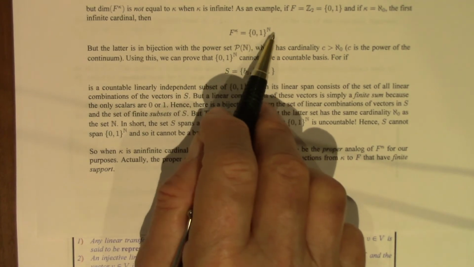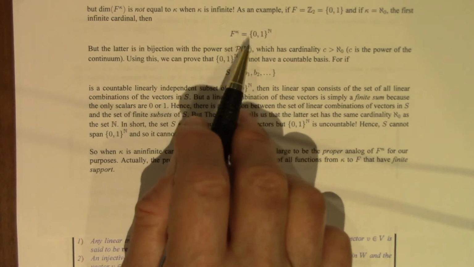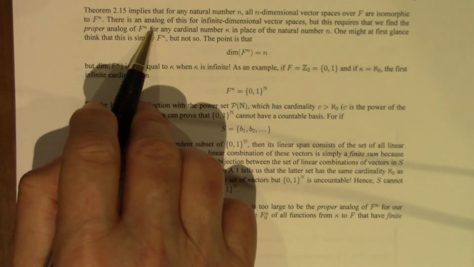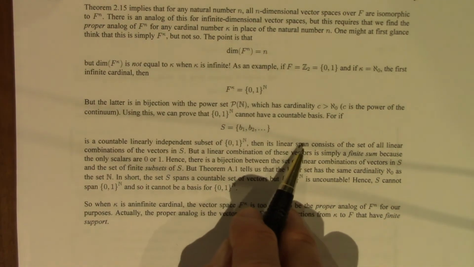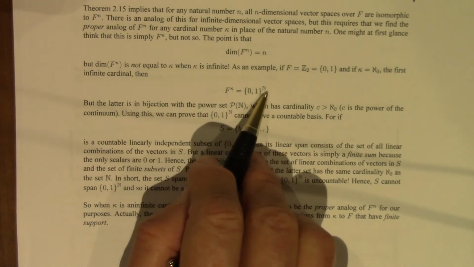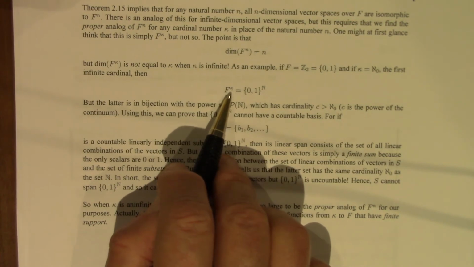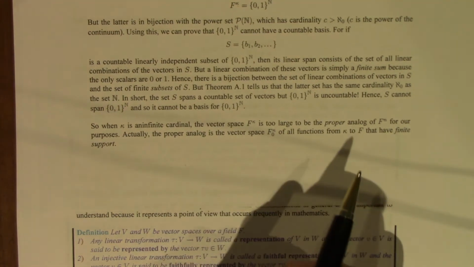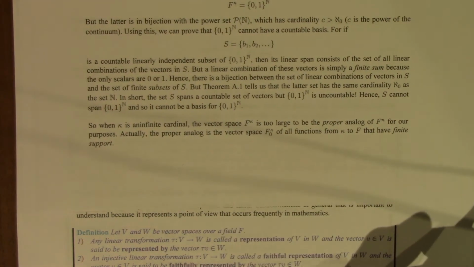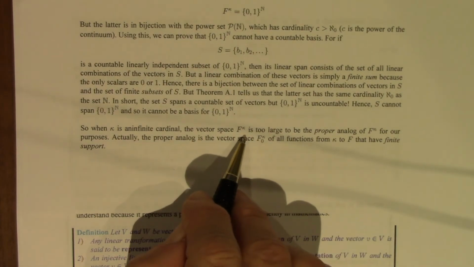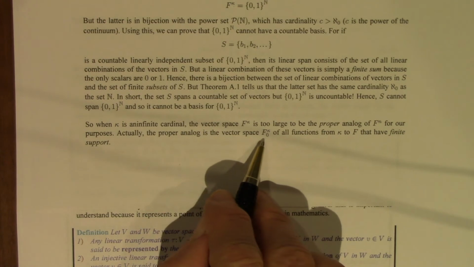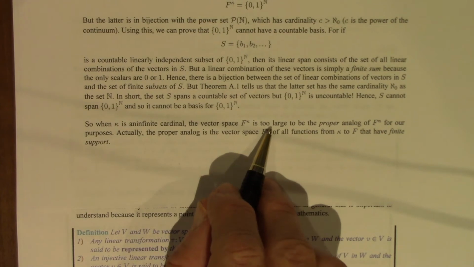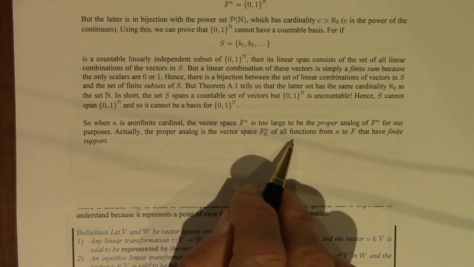It doesn't have dimension n. So in this case, it's not the analog that we want of F^n having dimension n. This vector space does not have dimension kappa. It has larger dimension. Well, that's not a serious problem. We're just looking at the wrong analog of F^n. The right analog for this purpose is F^kappa_0, which is the set of all functions from kappa to F that have finite support.